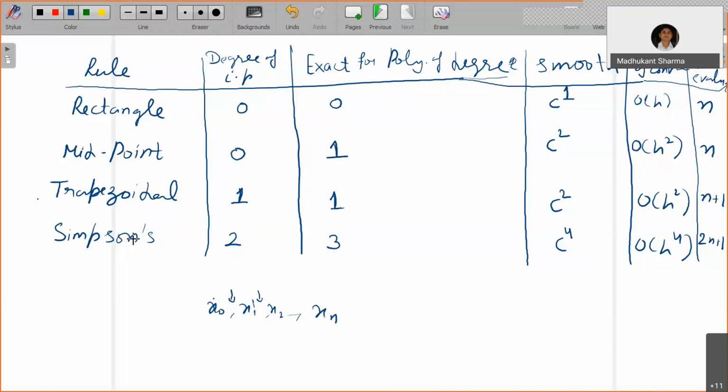Now, however, if you wish to go for order of convergence 4, then you have to go for this. You require smoothness C4, okay, and you require the number of function evaluations to be 2n. Now we are going to use the cubic Hermite interpolating polynomial to create one more numerical quadrature rule, which is known as the corrected trapezoidal rule.